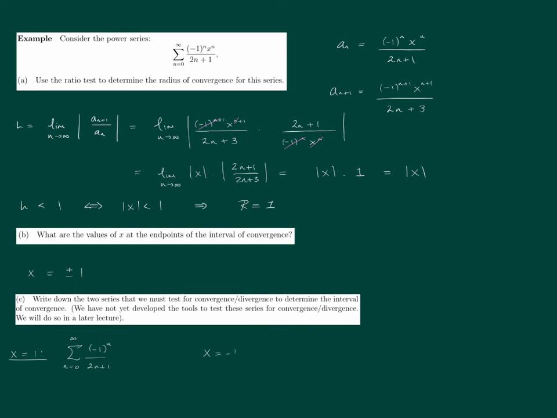Okay, then for x equals minus 1, the x^n will now be (-1)^n. So it's a sum from 0 to infinity, (-1)^n times (-1)^n, which will cancel for all n. (-1)^n times (-1)^n is just 1. So this is the sum from 0 to infinity of 1 over 2n+1. Okay, and as the question says, we don't yet have the tools to determine whether these series converge or diverge, but we'll develop them at a later lecture.